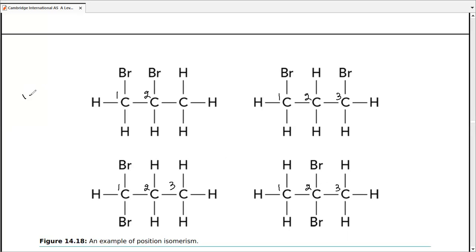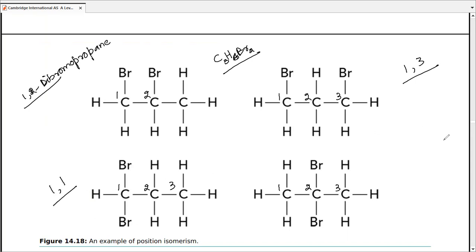So now, when you look at it, you'd see that this is 1,1 dibromopropane, right? And in every case, we have the dibromopropane. So this is C3H6Br2. This is the molecular formula for all of these. This is 1,2 dibromopropane. This is 1,3 dibromopropane. This is 1,1 dibromopropane. And this is 2,2 dibromopropane. And there are four possible isomers. This is a very good example of position isomerism. It's just the position of the bromine atom, which is different for different carbon atoms, which actually changes some of the physical as well as possibly some of the chemical properties.